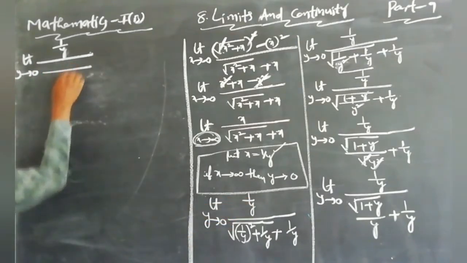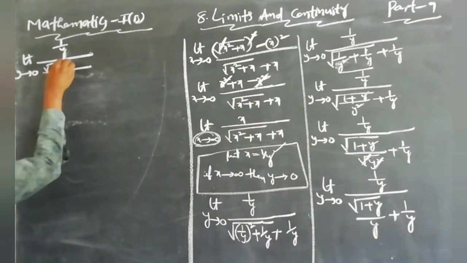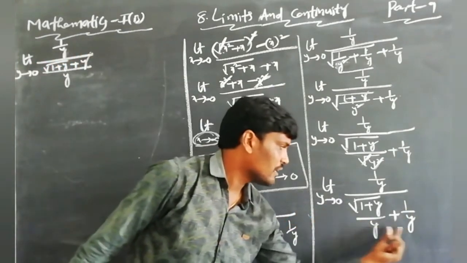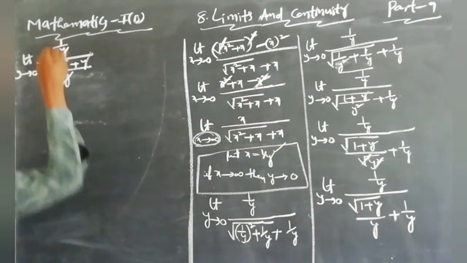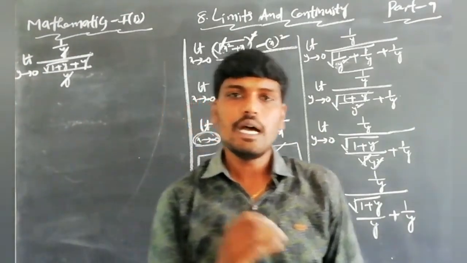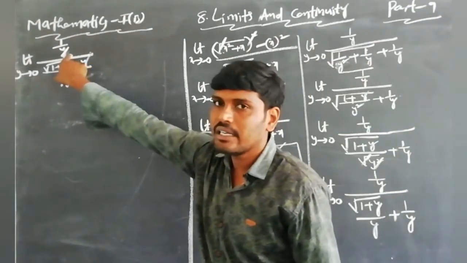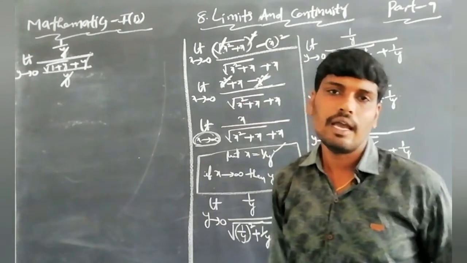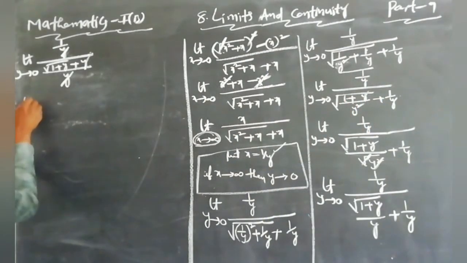Take the LCM, y is the LCM. Square root of 1 plus y, plus y. Here the LCM is the same. After that, the numerator is in fraction form, and the denominator is also in fraction form. In this numerator, the denominator is y. In this denominator, it is y. Both are cancelled. After that, limit y tends to 0.